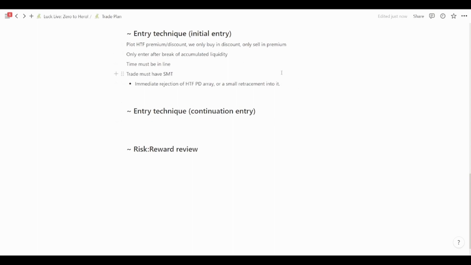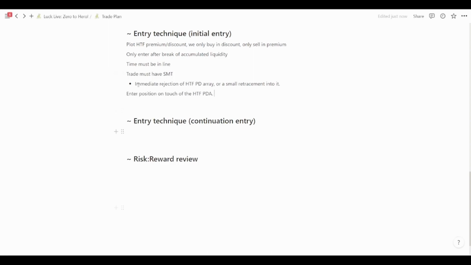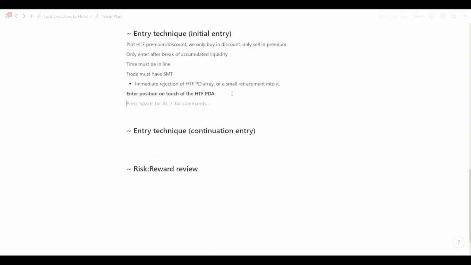So we have that, and then we're going to be entering our position on the touch of the higher time frame PD array. Our stop is basically going to be right after the PD array. So we're going to give the PD array a little room to react, because what could happen is inside the PD array you get an SMT happening. So another correlated asset might be making, let's say we enter a long, right? Another correlated asset could be making a higher high, but your asset will be making a lower low.